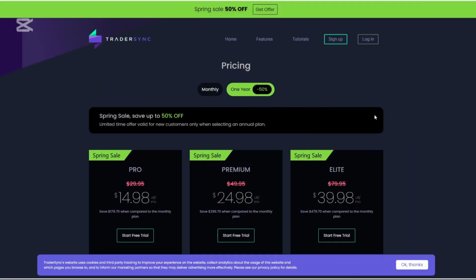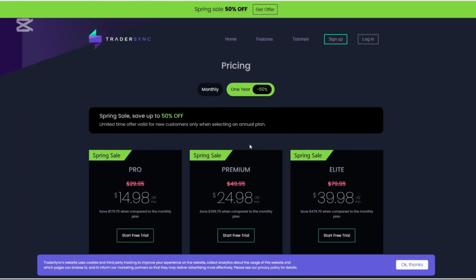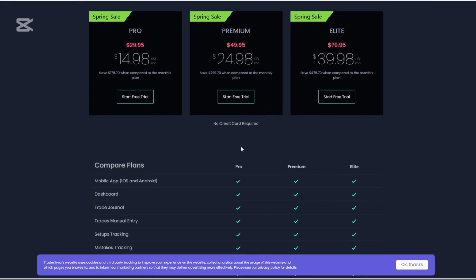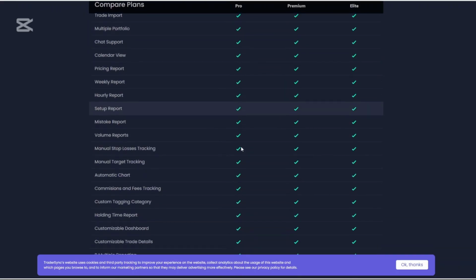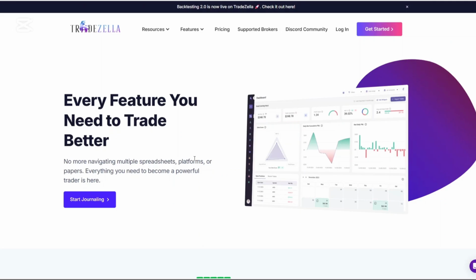How about TraderSync? There are three plans. There's a Pro plan, which goes for $14.98 per month when billed annually. There's the Premium plan, which goes for $24.98 per month when billed annually. And there's the Elite plan, which goes for $39.98 per month when billed annually. Currently, there's a spring sale going on with 50% off all the plans. And the good thing is, both platforms offer free trials with no credit card required so that you can test them out before committing.